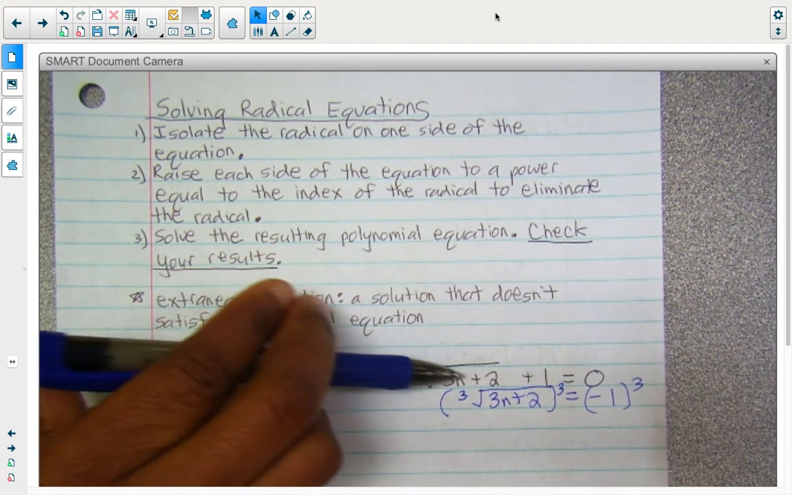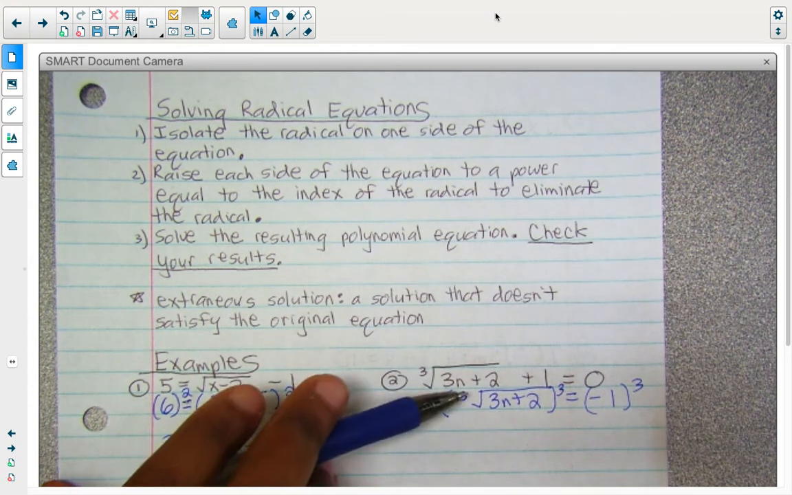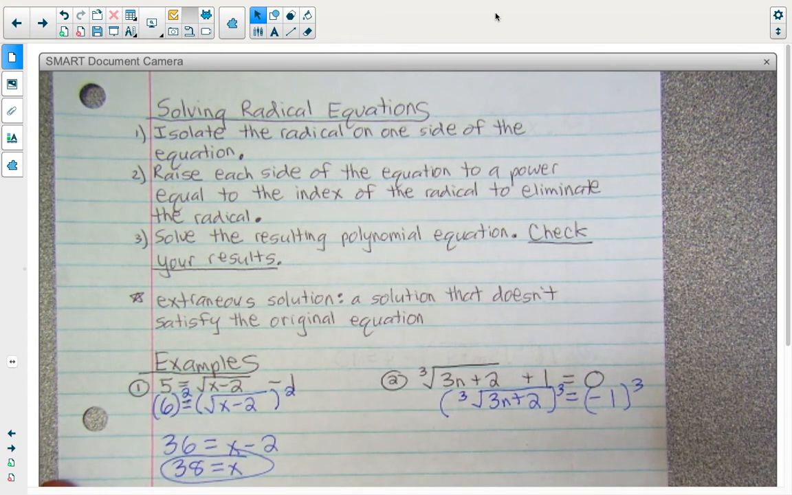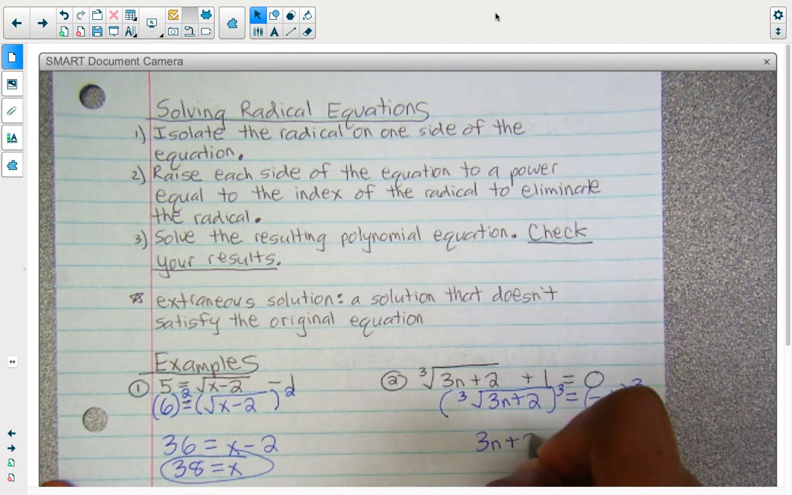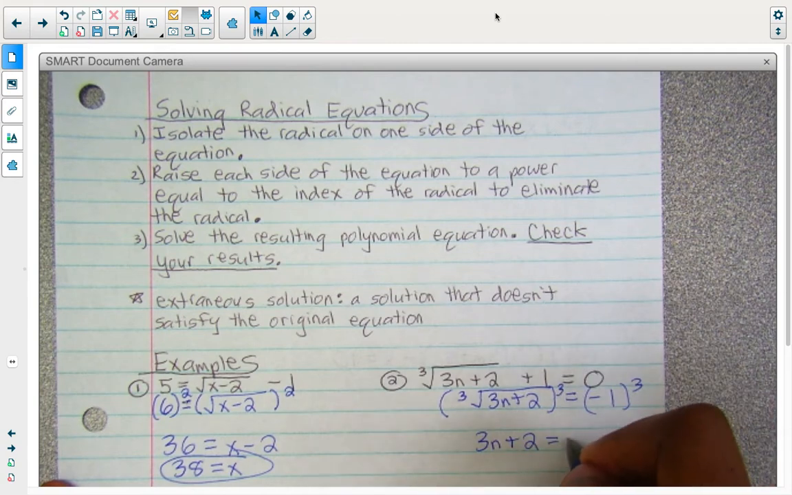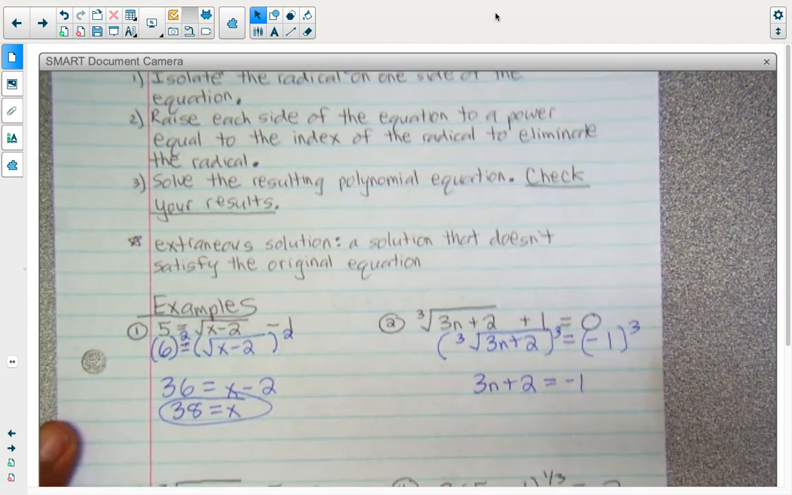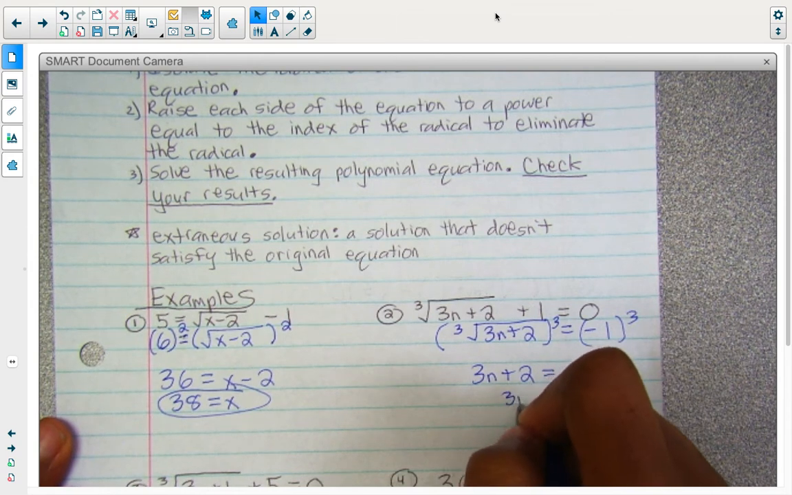If 4 was on the outside, you raise it to the 4th power. If 5 was on the outside, you raise it to the 5th power. So my index on the outside is the number 3. So cube rooting and cubing cancel each other out. So that gives you 3n plus 2. Negative 1 to the 3rd is negative 1 times negative 1 times negative 1. That is negative 1. From here, we go through and solve our equation. Subtract 2 from both sides.